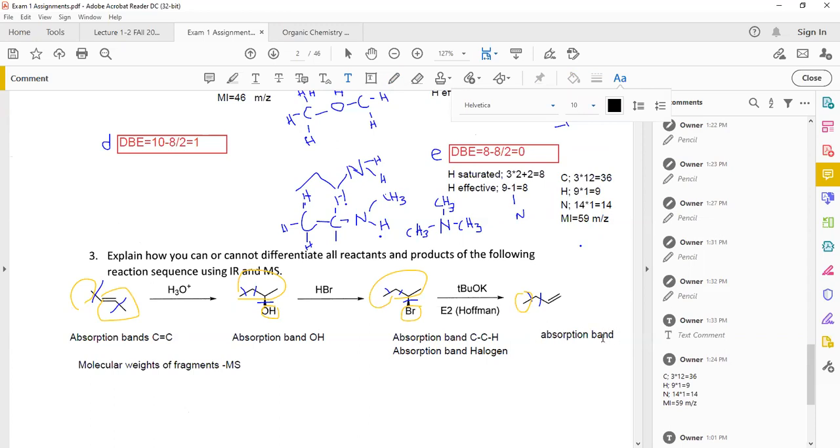But the only thing is that the absorption band here will be in the fingerprint region. Let me look quickly in which area. Let me look in the book. It will be in the appendix, A15, A16, and 17. It's a long table, let me look. Okay, it will be exactly in A15, alkenes, and this is primary, so it's vinylic.